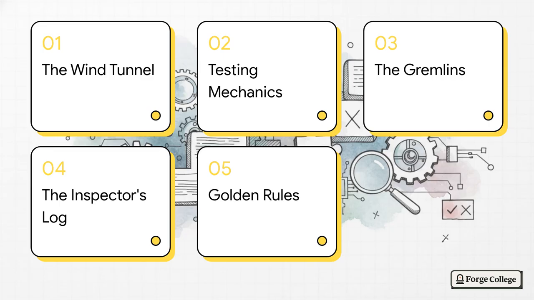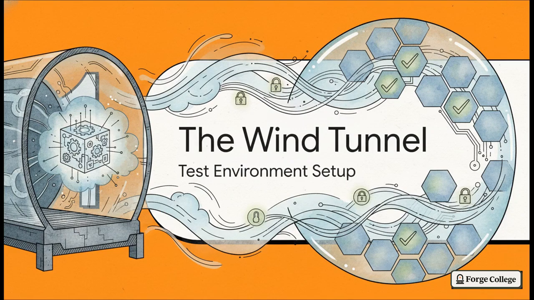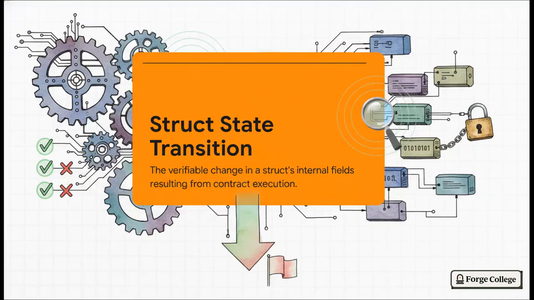Let's jump right in. All right, Section 1, the wind tunnel, setting up our test environment. Before we optimize anything or even think about gas costs, we've got to put our contract into a secure, isolated local environment to verify structural integrity and data handling. So what exactly is a struct state transition? Basically, it's the verifiable change in your data. When you call a function, does the struct actually update the way it's supposed to?